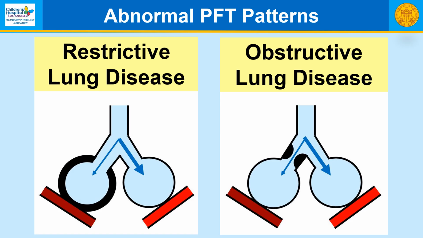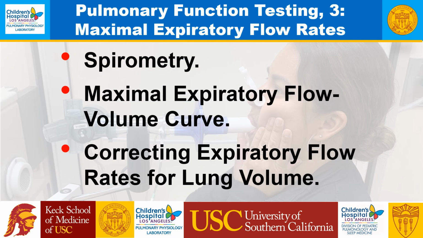And recall that we've been talking about pulmonary function testing. There are basically two pulmonary function abnormality patterns: restrictive lung disease, which are stiff lungs, difficult to inflate, decreased lung volumes. We talked about that last time. And obstructive lung disease, which is airway obstruction, and we're going to talk about that today. So we're going to be talking about spirometry, the maximal expiratory flow volume curve, and correcting expiratory flow rates for lung volumes, which I think is an important point.